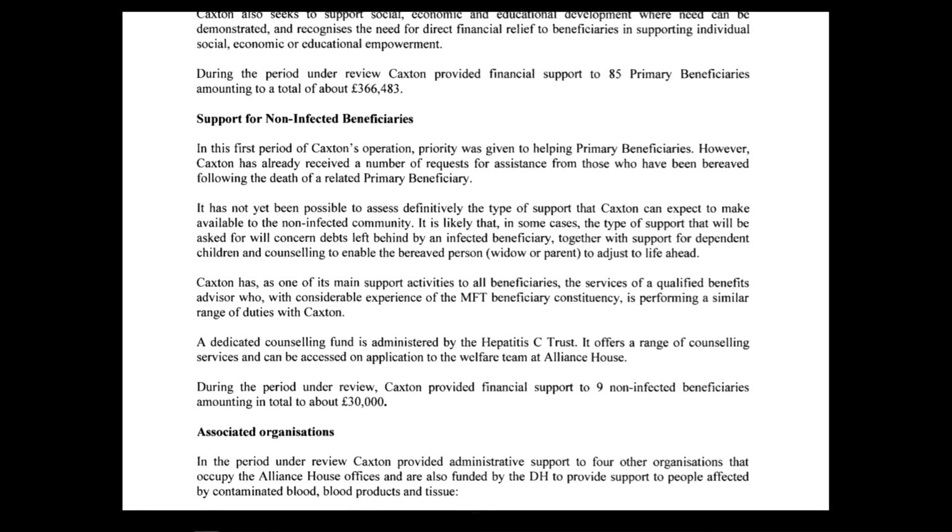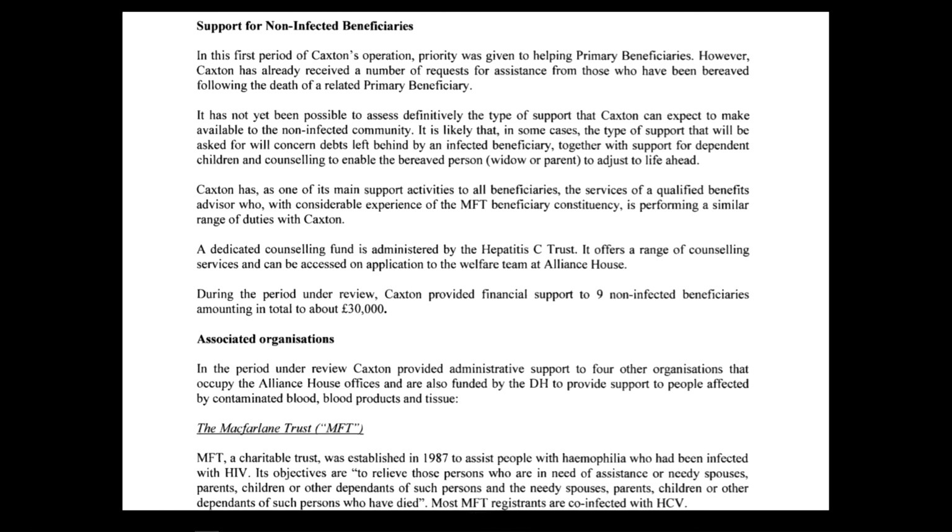And then we look at support for non-infected beneficiaries. In this first period of Caxton's operation, priority was given to helping primary beneficiaries. However, Caxton has already received a number of requests for assistance from those who have been bereaved following the death of a related primary beneficiary. It's not been possible to assess definitively the type of support that Caxton can expect to make available to the non-infected community. And then if we go down to the last paragraph in that section, we can see that Caxton provided financial support to 9 non-infected beneficiaries, totalling an amount of £30,000.